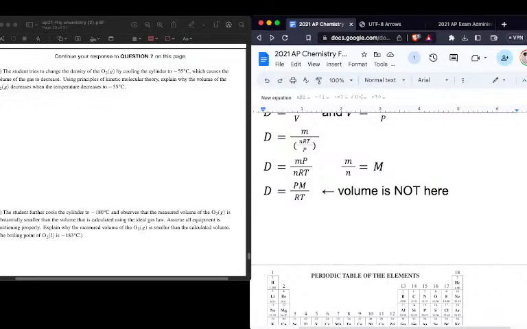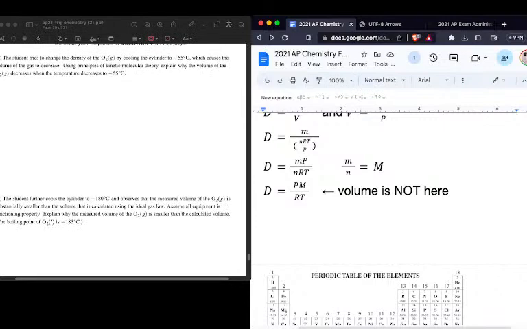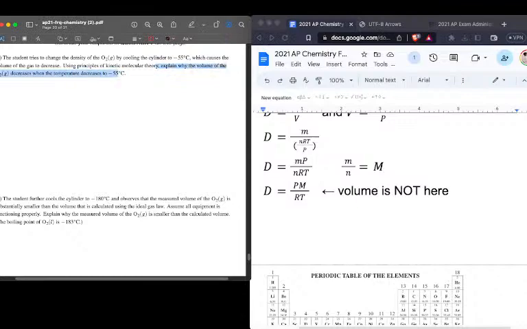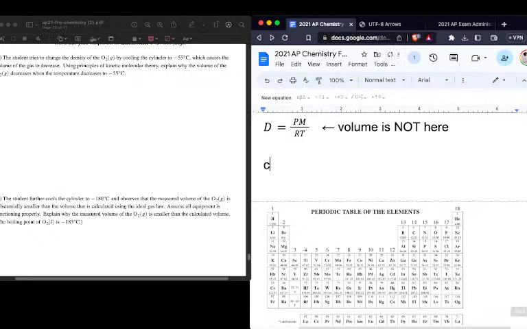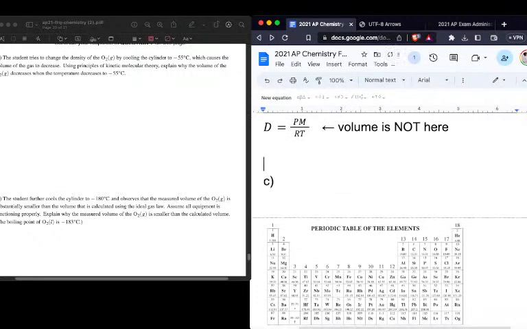A student tries to change the density of O2 by cooling the cylinder. Oh, now we're talking, which causes the volume to decrease. Using the principles of kinetic molecular theory, explain why the volume decreases when the temperature decreases. Okay, so, how are we going to explain volume?